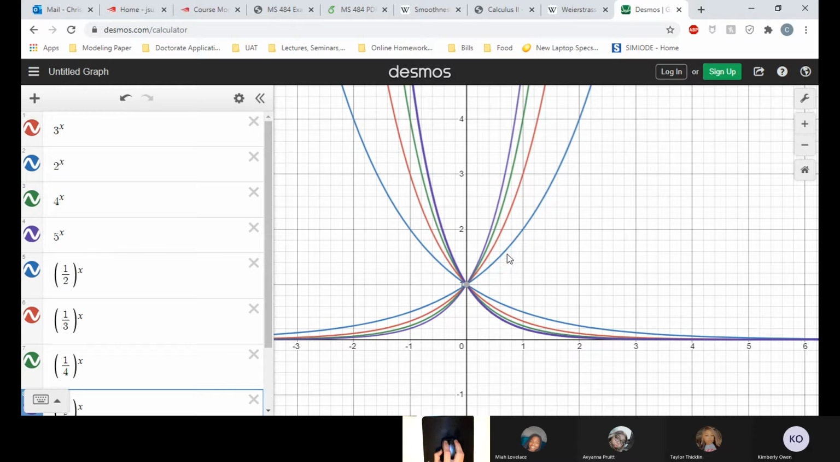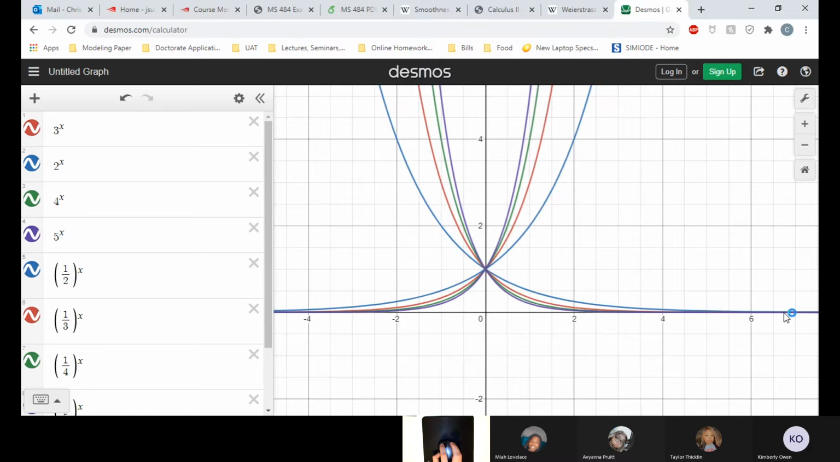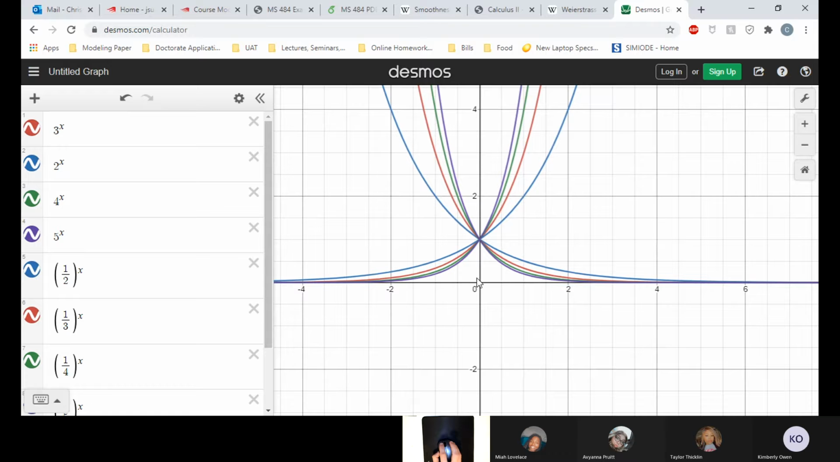All right, so what else can I say? Notice that all of their domains are the entire real line. There's no problem plugging any number you want into the x value for all of these. Also, all of their ranges are from 0, not including 0, all the way up to infinity, right? They never go into the negatives. So their ranges are from 0 to infinity, which I pointed out last time.